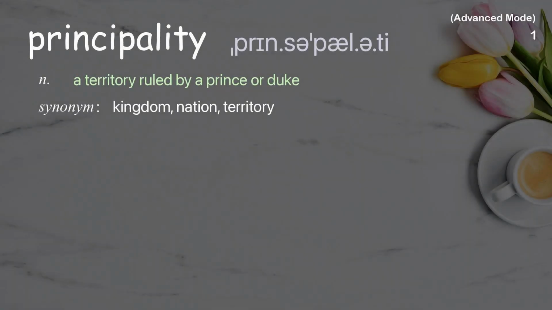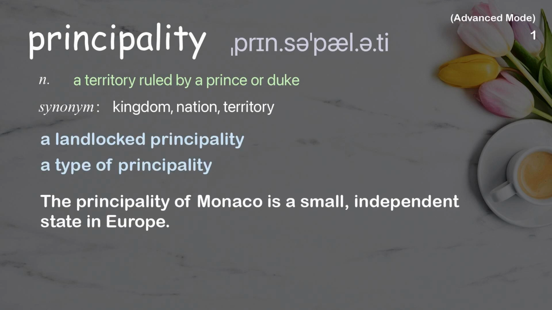Principality. A territory ruled by a prince or duke. Examples: A landlocked principality. A type of principality. The Principality of Monaco is a small, independent state in Europe.